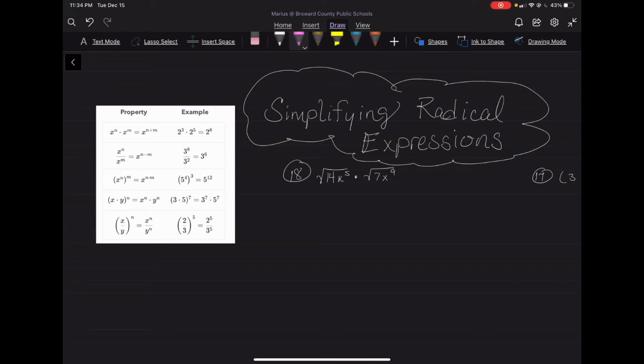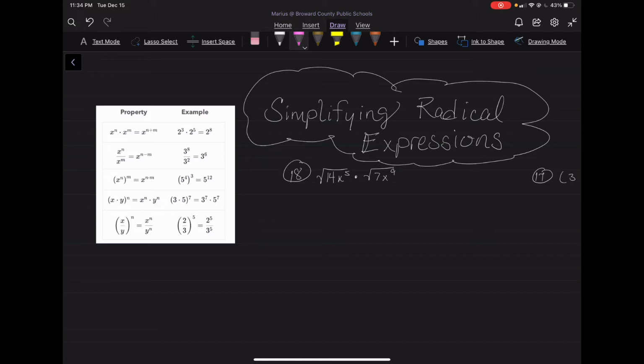Alright, and welcome back. Today's video is going to be about simplifying radical expressions. To help our process out, I've already prepared charts for each problem that will help us. So for number 18, we're going to rely on the properties of exponents to really solve this.